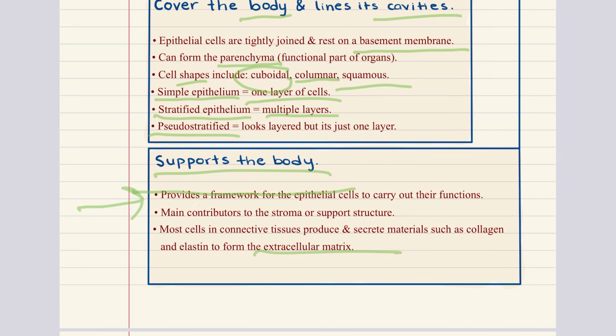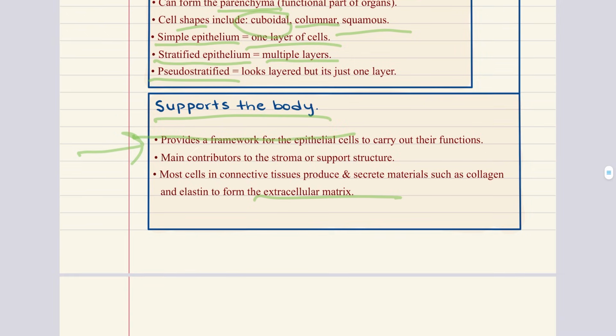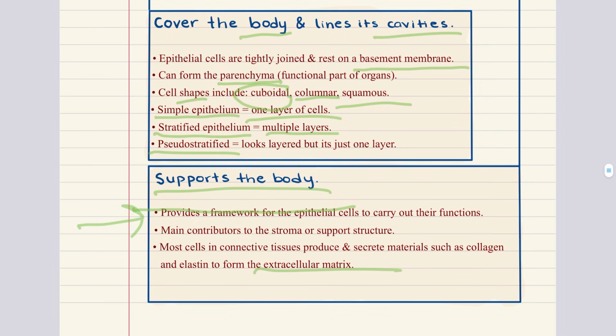So together, epithelial and connective tissues work in tandem. Epithelial cells carry out essential functions, while connective tissues provide the support and the infrastructure needed to keep those functions stable. And understanding how these tissues are built and how they interact lays the groundwork for studying organ systems and diseases later in this playlist.